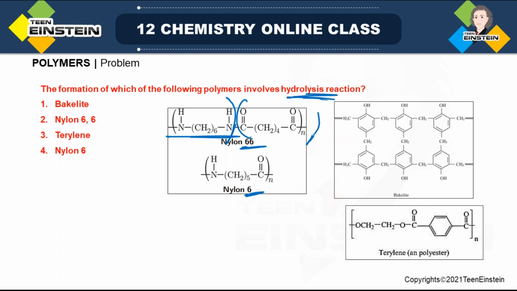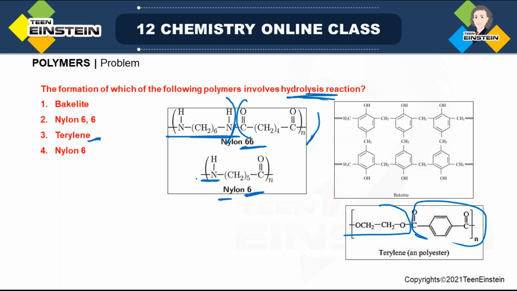Through condensation, where water molecule is removed. When it is bakelite, then also water molecule is removed. When it is terylene, this part is coming from ethylene glycol, another part is coming from 1,4-dicarboxylic acid. I mean benzene, 1,4 position CO2H group. But when it is nylon 6, it is basically a single monomer having both NH2 group and CO2H group. So NH2 end will react with CO2H, CO2H end will react with another NH2.